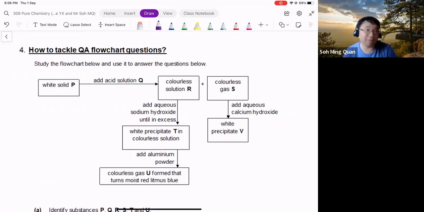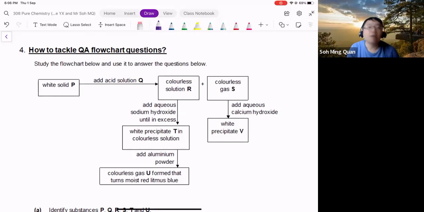First, you must learn the tests and observations for every single ion, every single gas. And you got to learn it the way I told you just now. When you see aqueous barium nitrate, it is a test for sulfate. You got to link it together like this.